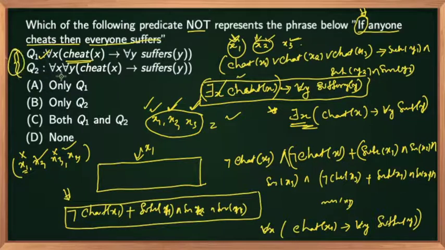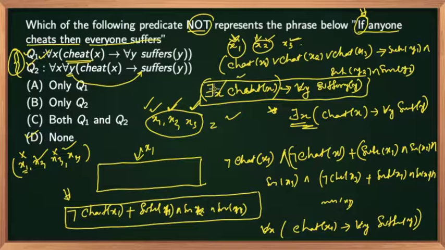You can take this all y to here also, right? I can take this all y here. The meaning of the statement will not change, right? So here it says for all x, all y, if cheat of x is true, then suffers of y. So I can take the all y side. The meaning will not change. So basically, both this q1 and q2 are represented in this statement. So here it is asked to find out not represent. So the answer should be D.